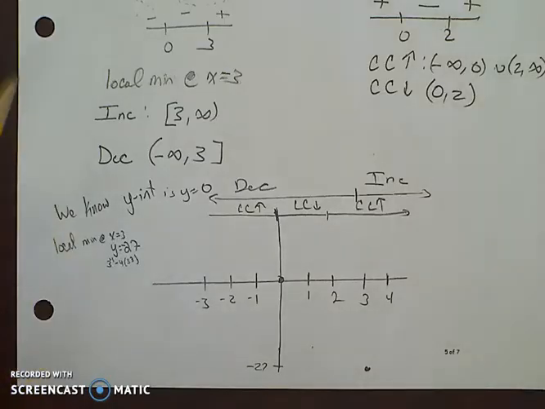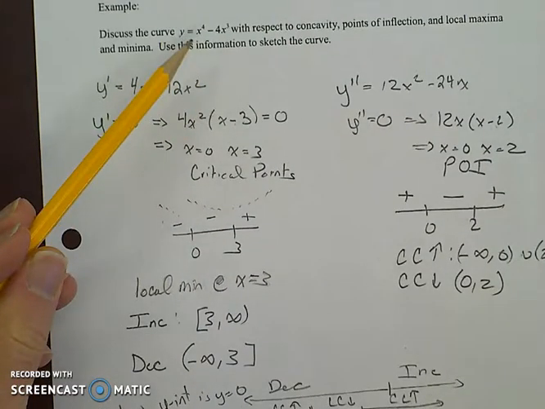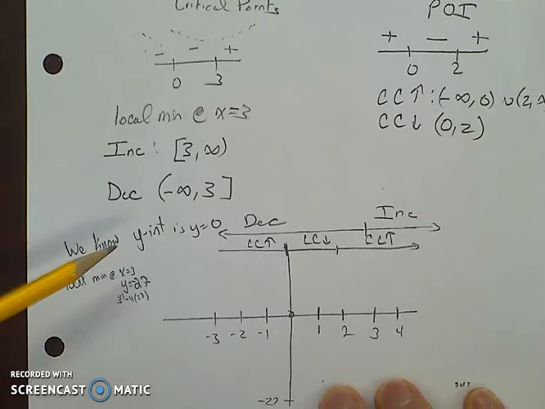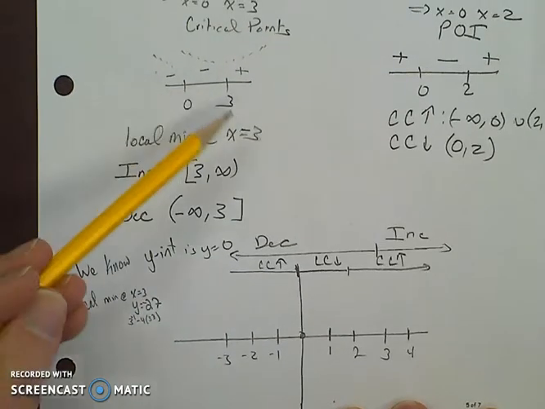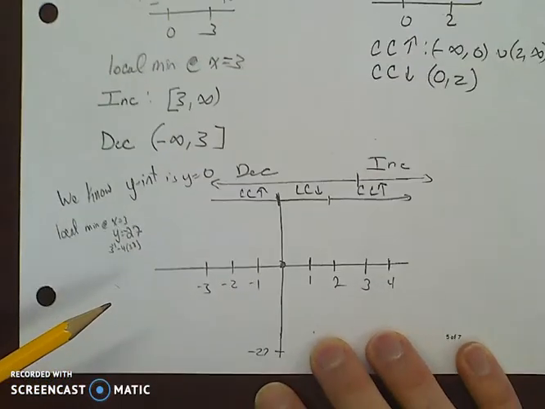A couple things that I did here while it was paused. We know that the y-intercept is y equals 0, since we plug 0 back into x, and that's where the y-intercept occurs. I also found the local minimum by plugging x equals 3 back into the original equation, and we're going to get negative 27. So those are the two things I also did.